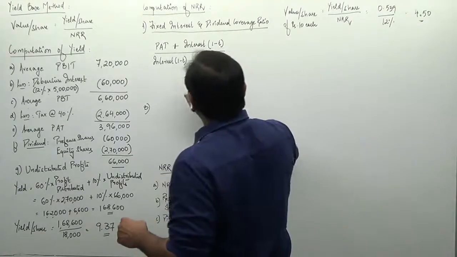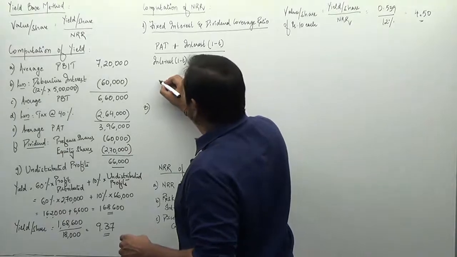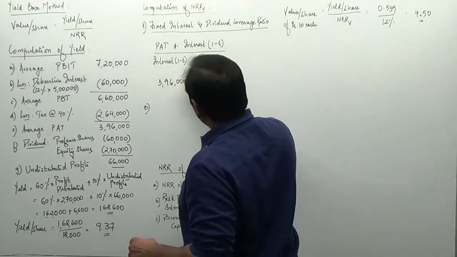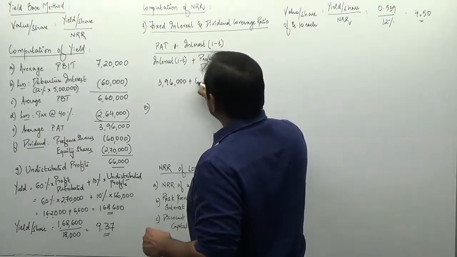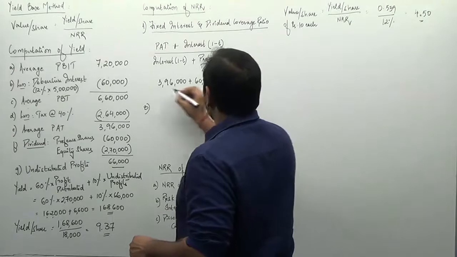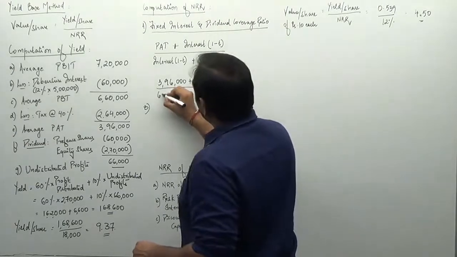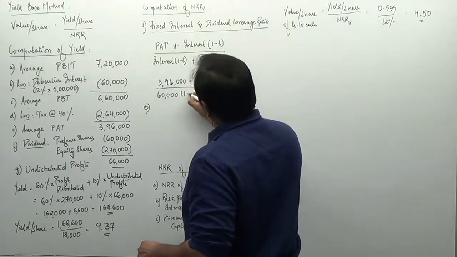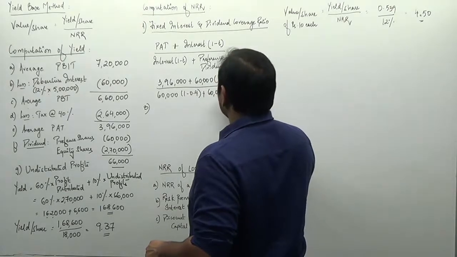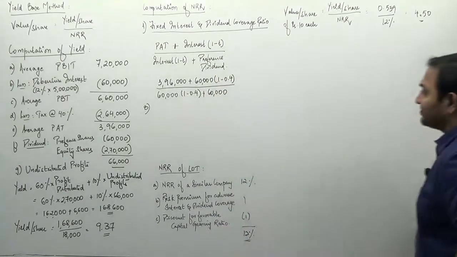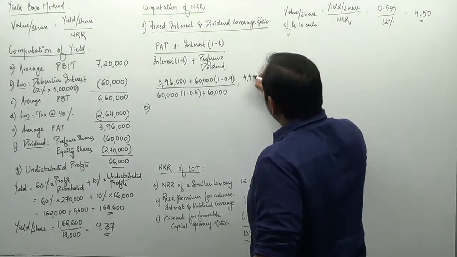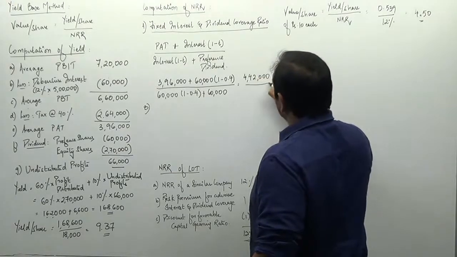Profit after tax covers fixed interest and fixed dividend. What is the profit after tax? 3,96,000 plus interest, debenture interest is 60,000 into 1 minus 0.4, 40% tax, divided by 60,000 interest into 1 minus 0.4 plus preference dividend, fixed dividend is 60,000. This 4,42,000 divided by 96,000.